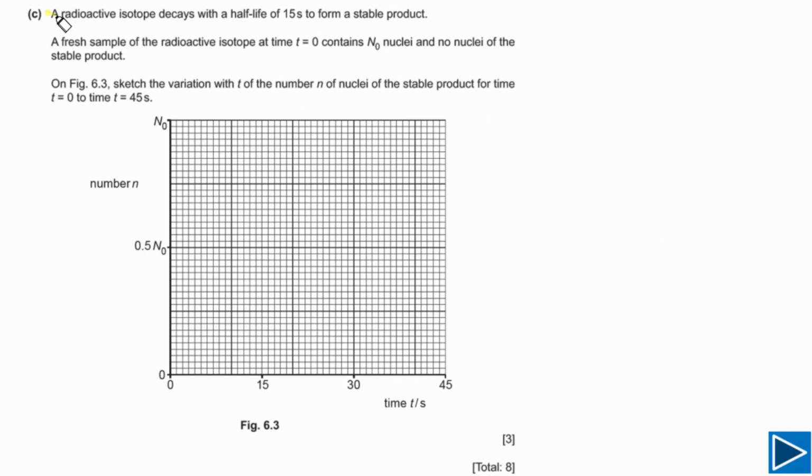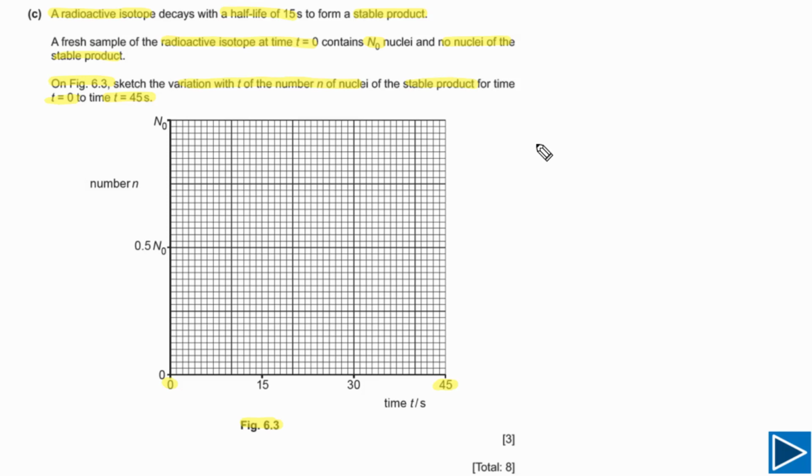For part C, it is given to us a radioactive isotope decays with a half-life of 15 seconds to form a stable product. The radioactive isotope at time t equal to 0 contains n naught number of nuclei and there is no nuclei of the stable product. Question is asking us to sketch on figure 6.3 the variation with time of the number of nuclei of the stable product for time t equal to 0 to t equal to 45 seconds. T equal to 0 here and t equal to 45 seconds here. We need to sketch on this figure 6.3.